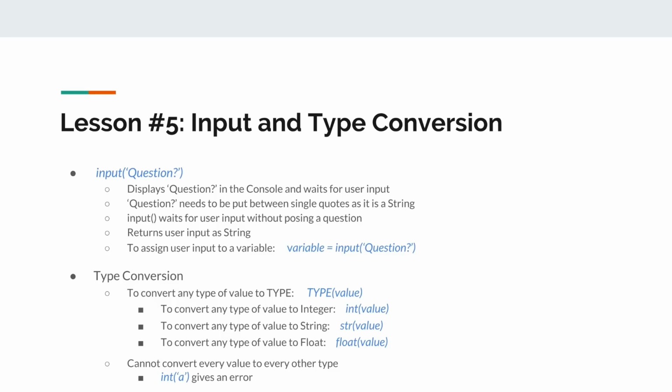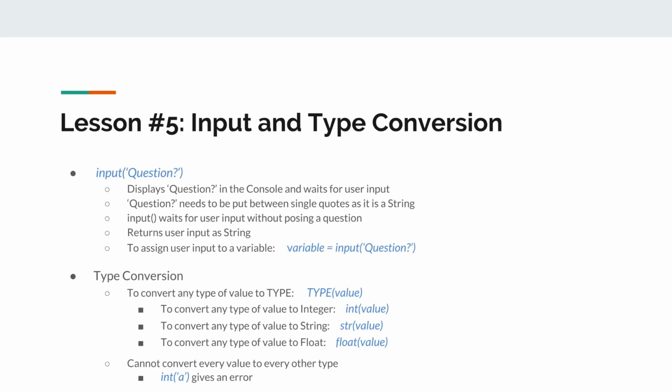The user input is returned to the program as a string, which can then be assigned to a variable using the assignment operator. Now, whatever the user enters is a string. Even if the user enters a number, it is stored as a string. We cannot use the same operators on a string that we can use on a number. So, it's a good idea to change the string to a number with type conversion.